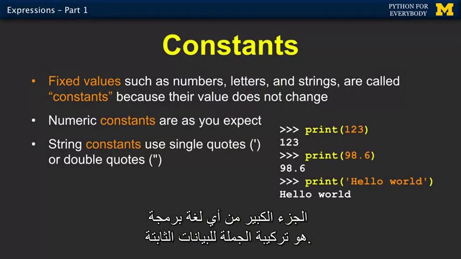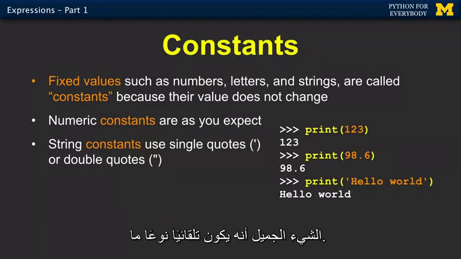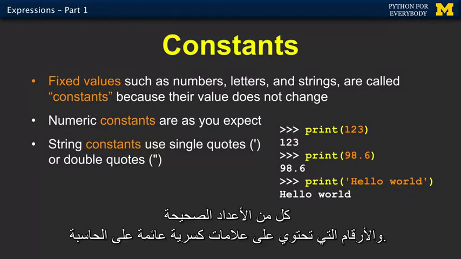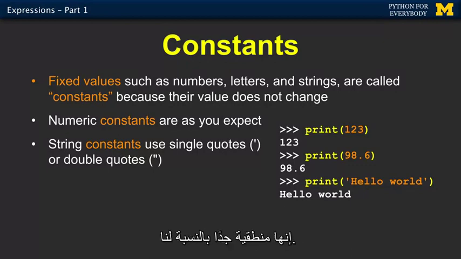A big part of any programming language is the syntax for constants. The nice thing about this, it's kind of instinctive. So like 123 or 98.6, numbers, both integer and floating point numbers, we've been using these on calculators. They make a lot of sense to us.